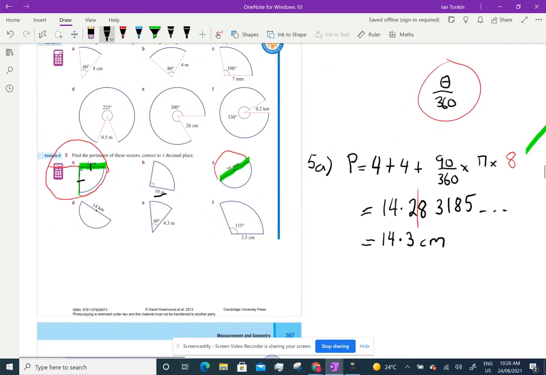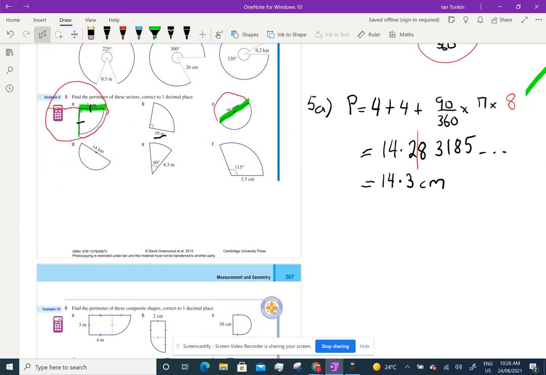Okay. Now I'm jumping down to E. And I'm going to do E and F. You have a go by yourself. So here I go again. You can pause the video now, try it yourself and see if you're right. I need the straight bits. Well, here's a straight bit, this bit, and this bit. And they're both the same. So that's 4.3 plus 4.3.